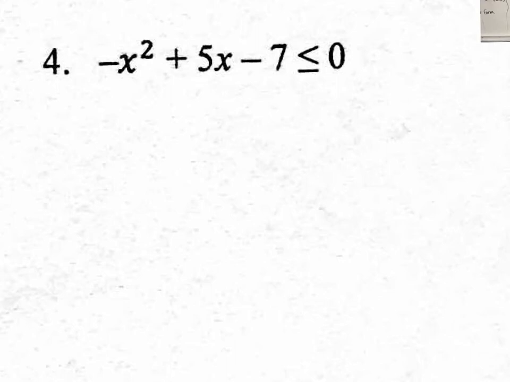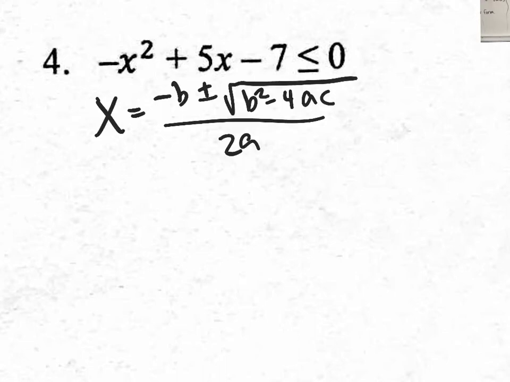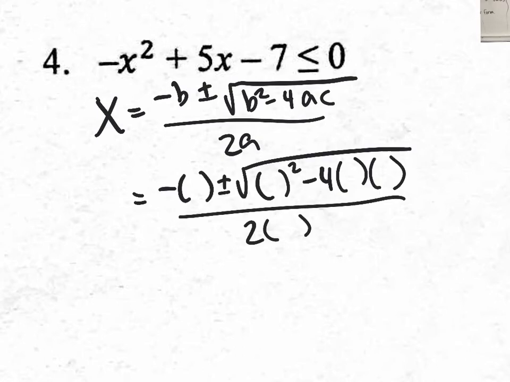Number four, how would I solve this one? Quadratic. Right here, you have to use the quadratic formula. Why? Because it's not factorable. So let's use the quadratic formula. Let's replace the variables with parentheses. So your b value is 5, that goes right here and right here. The a value is negative 1, that goes right here and right there. The c value is negative 7, it goes right here.